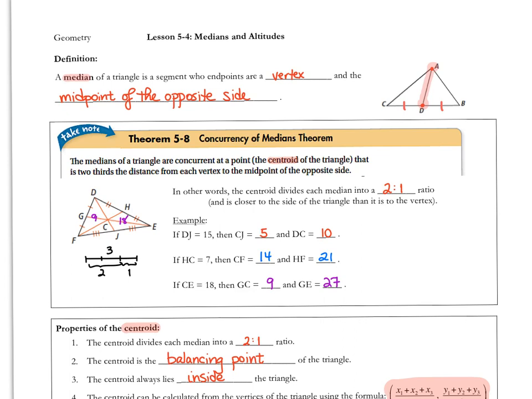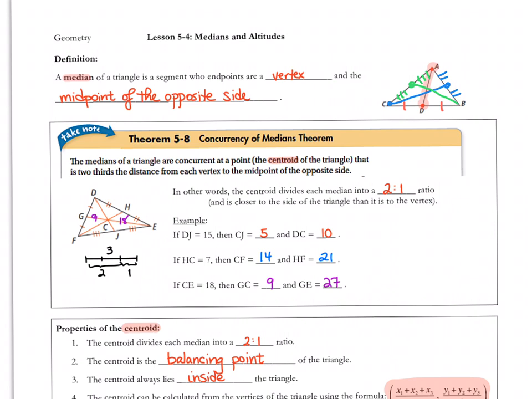So again, since there are three sides, you would find a midpoint of a side and then draw from the opposite vertex to that midpoint. And you could do that on all the sides. So if you found the midpoint of segment AC, then you could draw from the opposite vertex to that midpoint to find the third median.